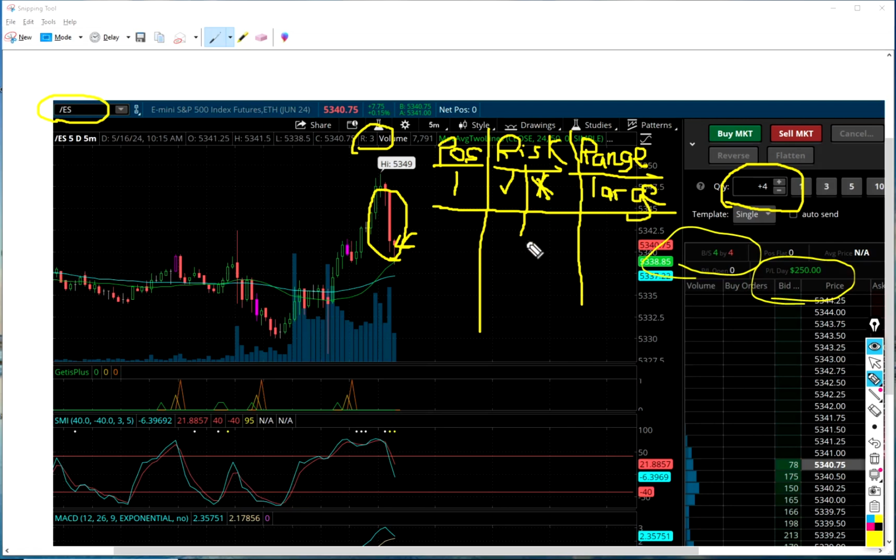Now let's talk about large position. In my case, 4 contracts would be considered large for my account. From the perspective of risk on the position side, is the risk good? No, it's bad.